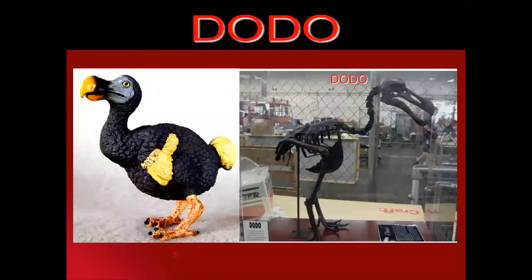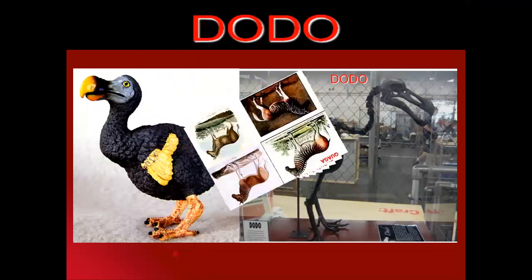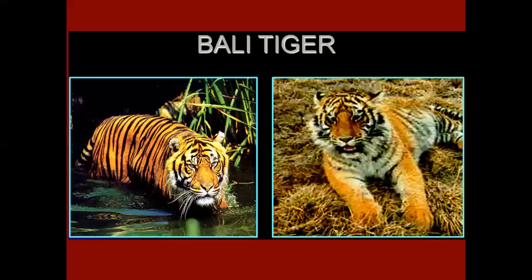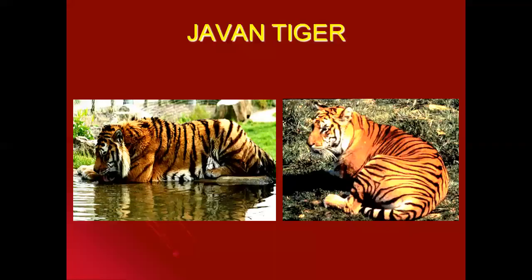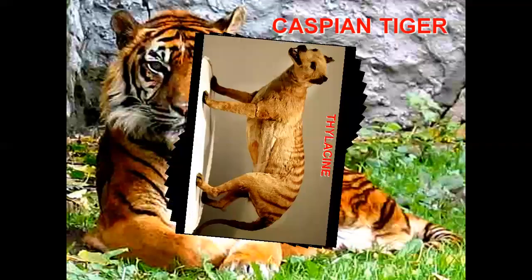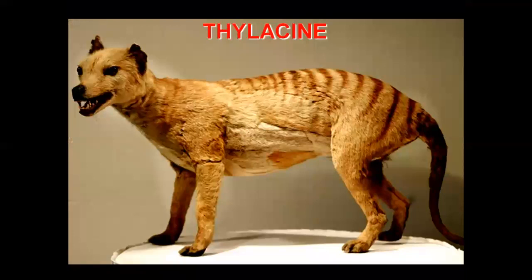Let us see the animals here. Dodo from Mauritius. So you can see the quagga from Africa. This is the quagga. The Bali tiger. It belongs to us, India. Javan tiger. Caspian tiger. This is the thylacine. They're all extinct actually.